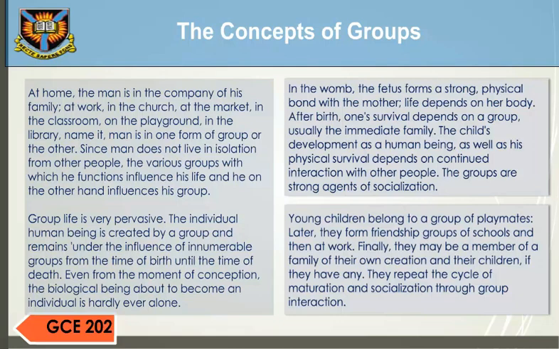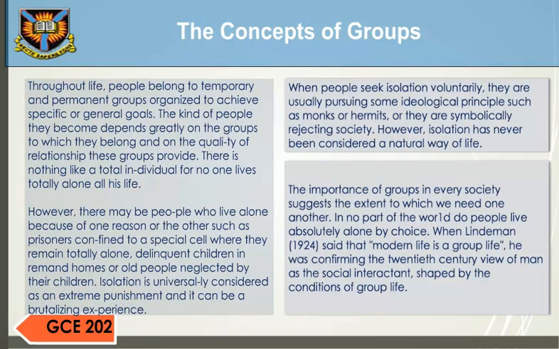Young children belong to a group of playmates. Later, they form friendship groups at schools and then at work. Finally, they may be a member of a family of their own creation and their children, if they have any. They repeat the cycle of maturation and socialization through group interaction. Throughout life, people belong to temporary and permanent groups organized to achieve specific or general goals.